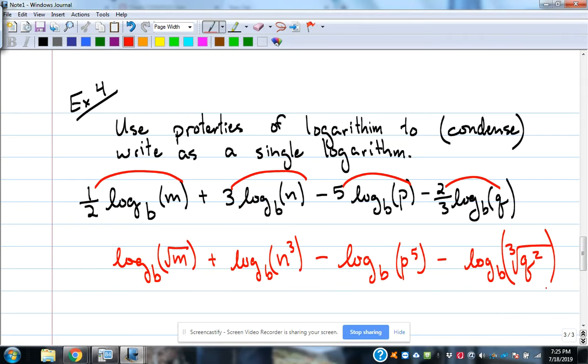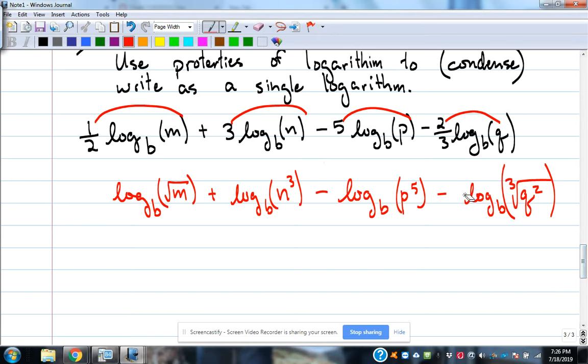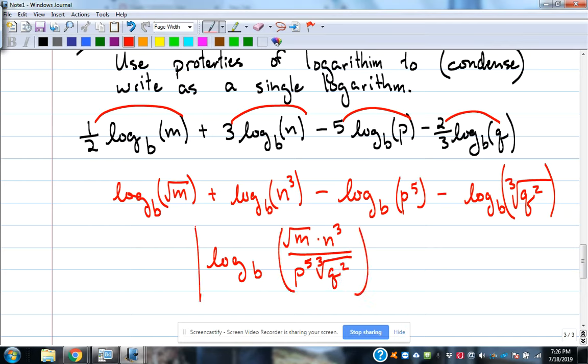And then we can condense those. Anything that is positive is going to go in the numerator. Anything that has a minus sign in front of it is going to go in the denominator. So here we have log base b. And on the top, we're going to have the square root of m and n to the 3rd. And on the bottom, we have p to the 5th times the cube root of q squared. And here we have condensed that into a single logarithm with the coefficient of 1. So that's Math 110, lab number 16.